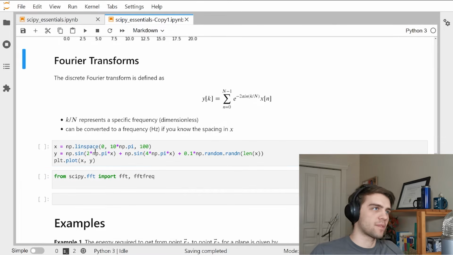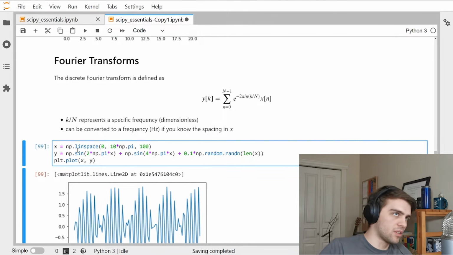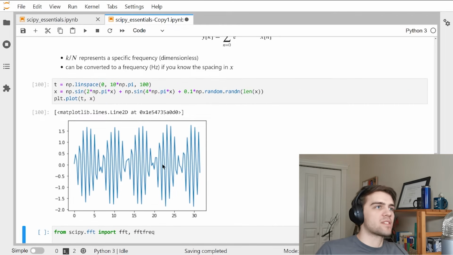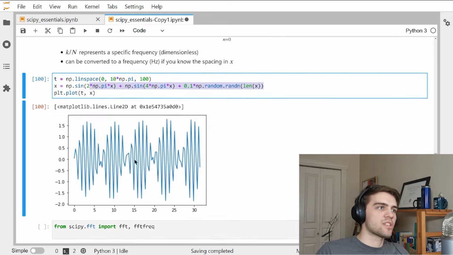And I'll show you an example here. So here I have x and y. Actually, I'm not going to call these x and y. I'm going to call this t and x, because this makes more sense. Remember, t is our time domain here, and I have some beat frequency looking thing that occurs here, just given by some sine waves and then some random noise as well.